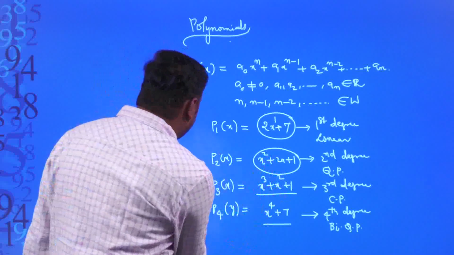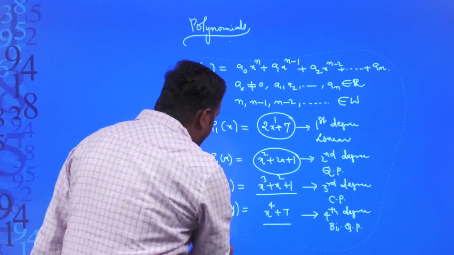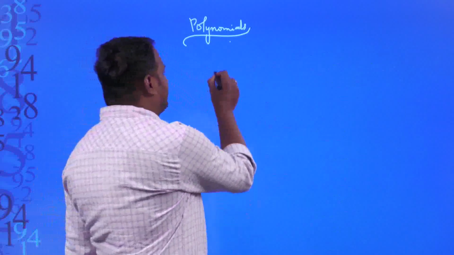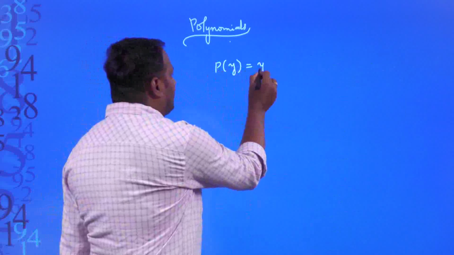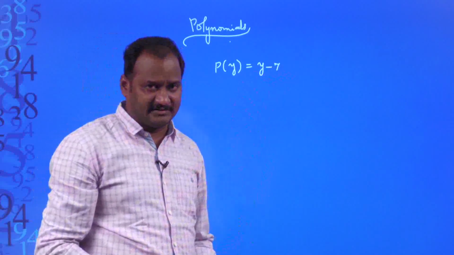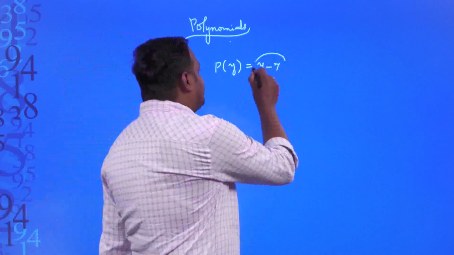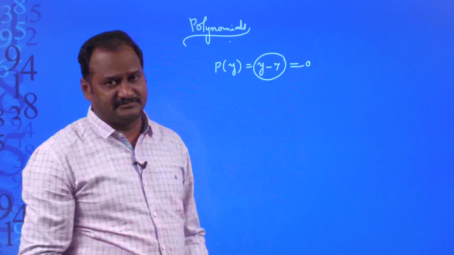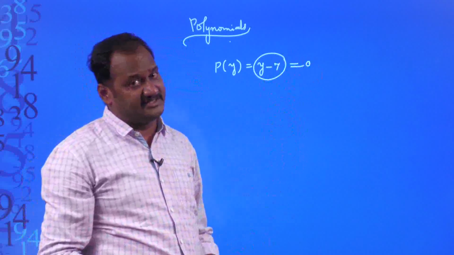Before that, we need to discuss about what is the value of x in the polynomial or what is the value of the variable in the polynomial. For example, there is a polynomial p of y which is equal to y minus 7. Y minus 7 is a polynomial, right? Now, I just want to know when this polynomial value will become 0. I just want to make that polynomial 0. Y minus 7 is equal to 0. How can I make that value of y minus 7 equal to 0?